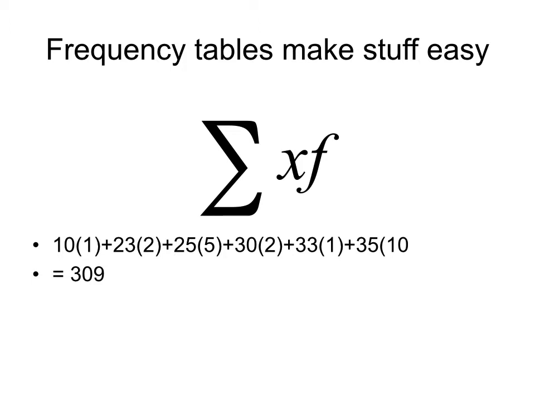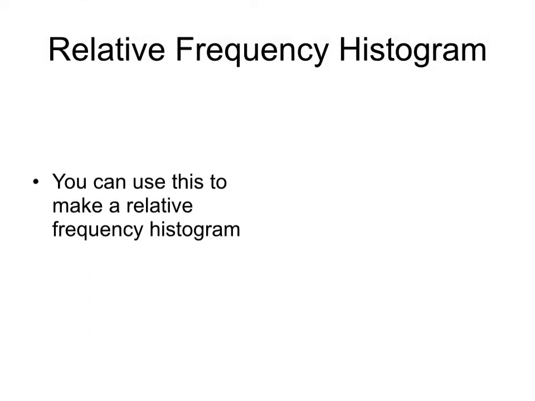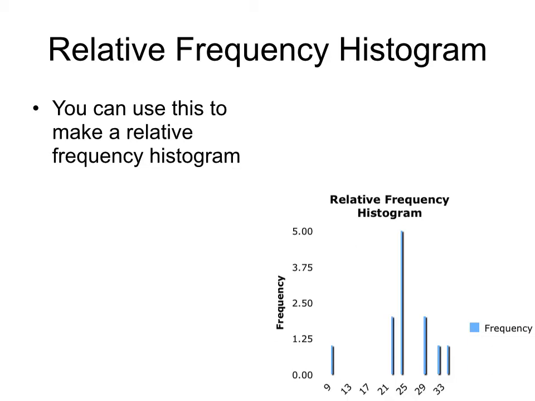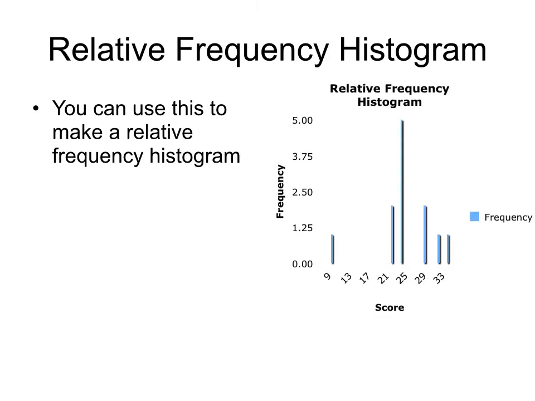Okay? Don't worry about the numbers. I mean, really, seriously. You know how to do that. You guys know how to multiply and add, right? Don't worry about it. So it can also give us, we can use the frequency table. I think it was called the relative frequency histogram. Okay, how did I do that? I don't know, computers. I put the numbers in.